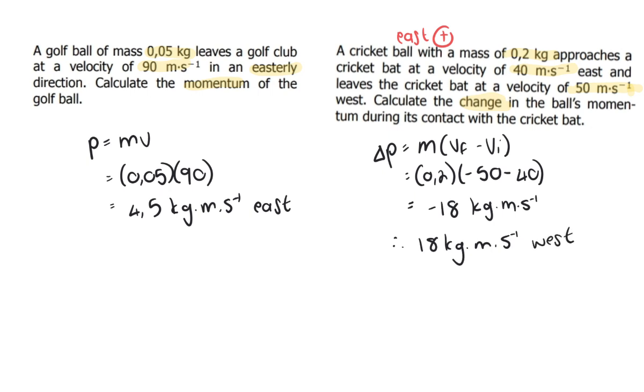Remember that when you write your final answer, you can't say minus 18 to the west, because the west already says that it is in the opposite direction. So you are taking the opposite direction and the negative, so it actually says then that the ball is going to the east. So you either have the minus or you have the word west. You don't have both of these.